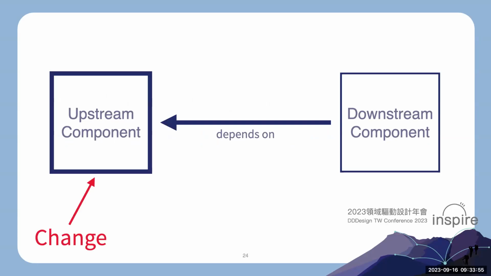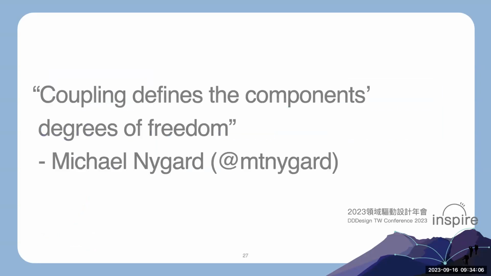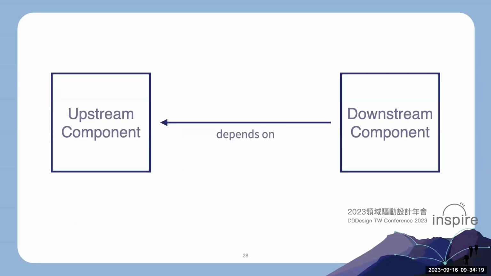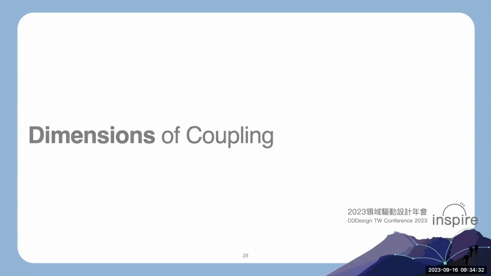It defines how change in the upstream component is likely to break the integration and require cascading changes in other parts of that system. Or as Michael Nygard says, coupling defines the components' degrees of freedom. How freely the components are able to change without affecting the rest of the system. In other words, the way the components are integrated defines what changes we can make in the upstream here without being afraid to break the integration with the downstream components.